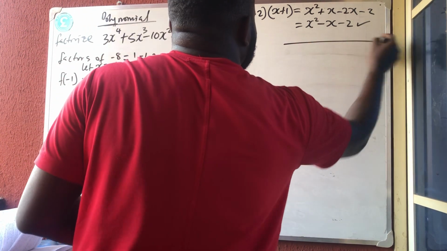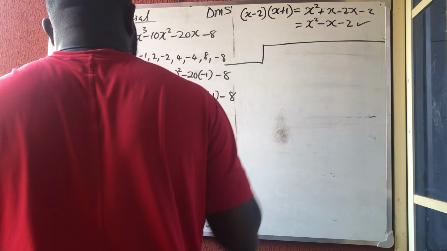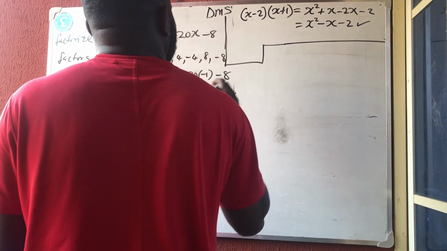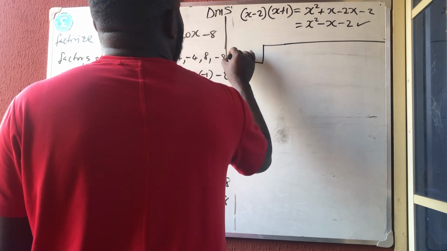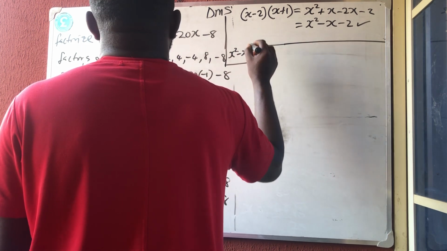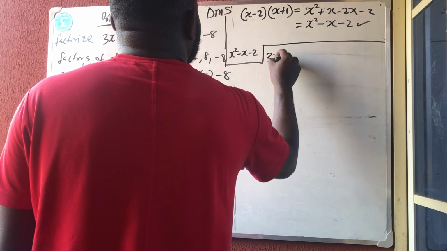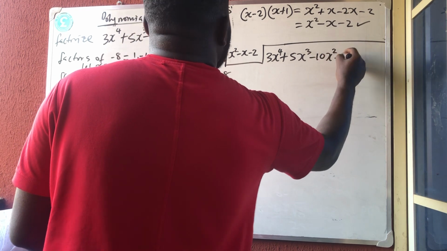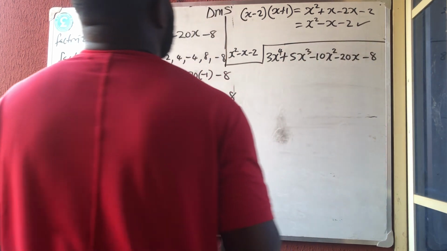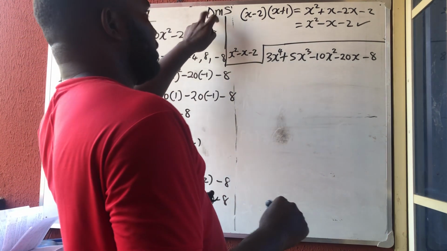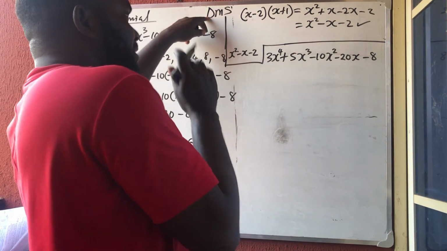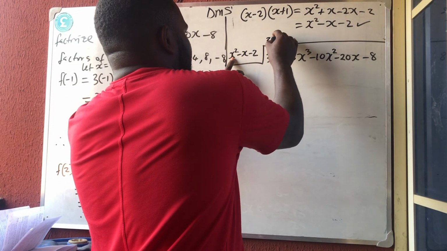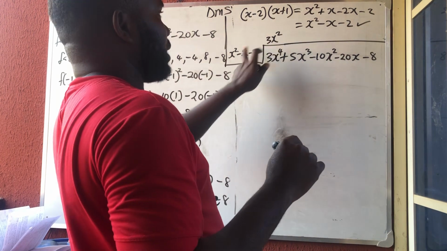So if I divide it now, I'm having x squared minus x minus 2 dividing 3x to the 4 plus 5x cubed minus 10x squared minus 20x minus 8. Okay, please don't forget DMS, division. If you did not learn anything here, please learn DMS, division first. The first person divided by the first person. I'm having 3x raised to power 2.